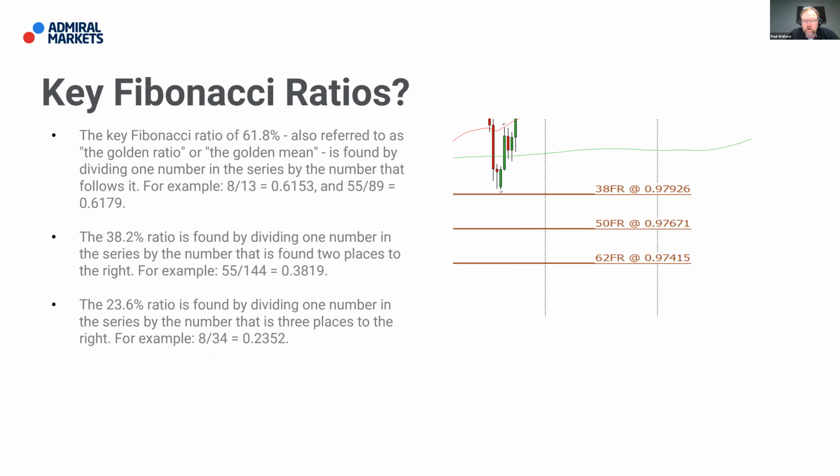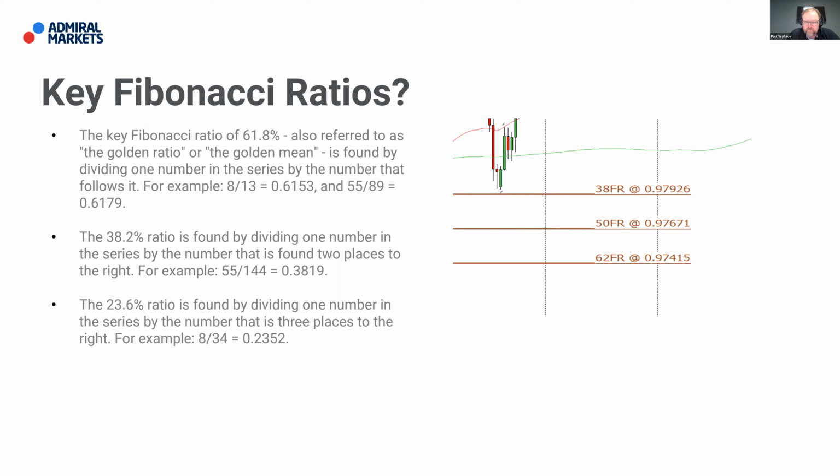So what we talk about are the key Fibonacci ratios, and that's what you'll hear traders talking about all the time. That key Fibonacci ratio of 61.8%, also referred to as the golden ratio or the golden mean, is found by dividing one number in the series by the number that follows it. So if you divide 8 by 13 equals 0.6153, and 55 by 89 equals 0.6179. And it is quite astounding how regular this occurs.